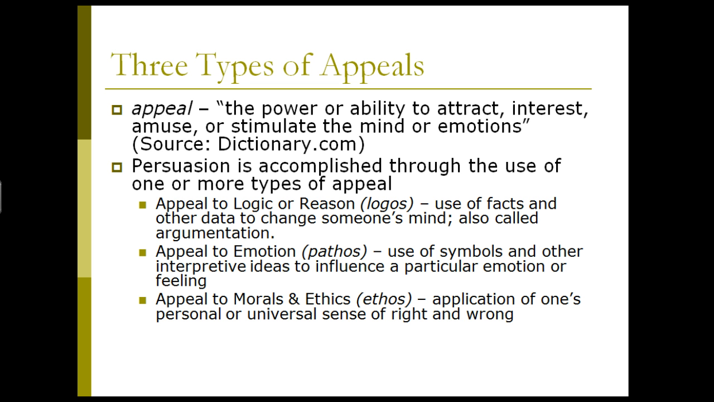The third type we don't see as often is called an appeal to morals and ethics. The Greek term is ethos. Now, morals and ethics has to do with the application of one's personal or universal sense of right and wrong. Ethics oftentimes is applied to a given circumstance or situation. We might think it's okay to fake someone out, for example, in an athletic context, but in life we might say that lying or being deceitful is wrong. So morals has to do with a kind of universal sense of right and wrong. It's always wrong, whereas ethics might be only in a given circumstance.